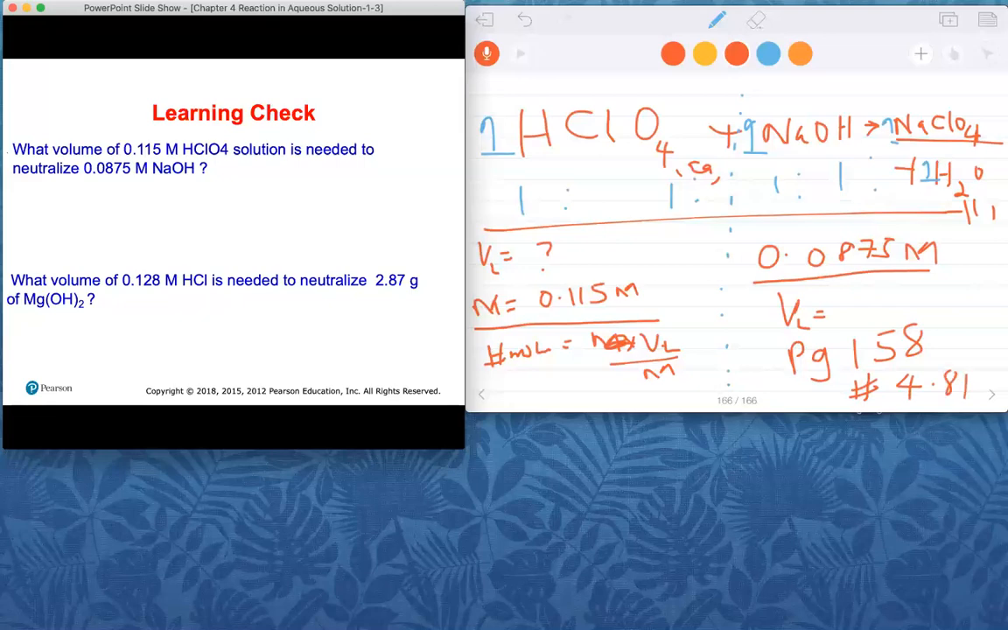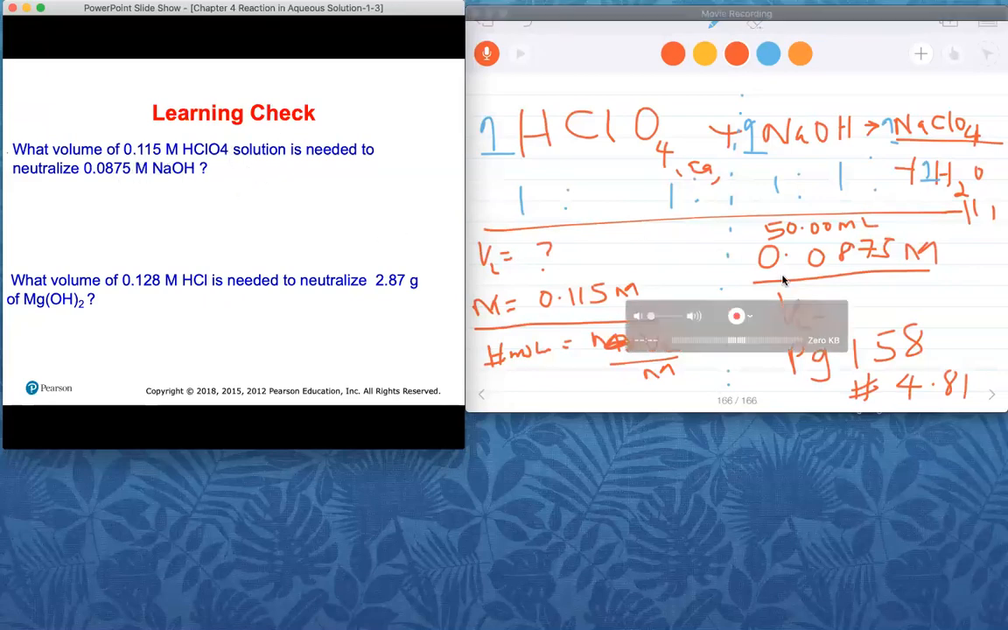What is missing in that problem is here we have 50.00 mL. So I missed the volume in the problem here. Some information was missing in my learning check. We need to know the volume. So this is the volume of NaOH, and this is the molarity of NaOH. We want to know the volume of the acid required to neutralize this.